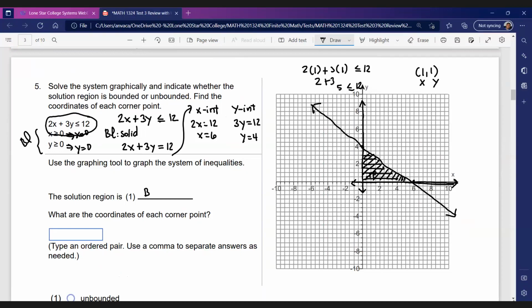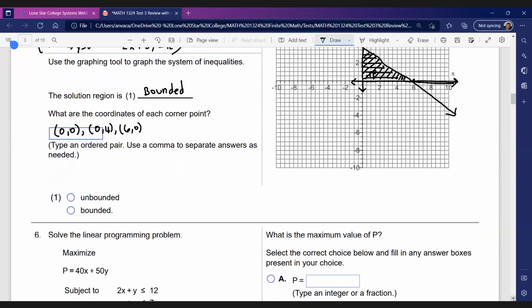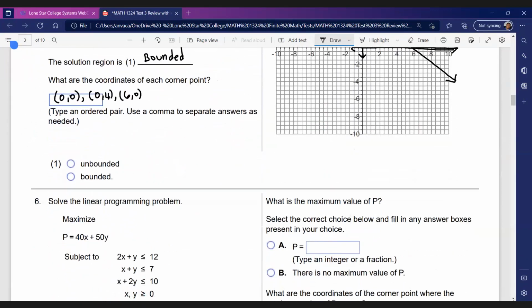So what we want to put here is that it is bounded, okay? And the corner points, I think what you want to do here is just write out 0, 0, comma, 0, 4, comma, 6, 0. So those will be the 3 corner points. All right, it says type an ordered pair, use a comma to separate answers as needed. So just like I did here.